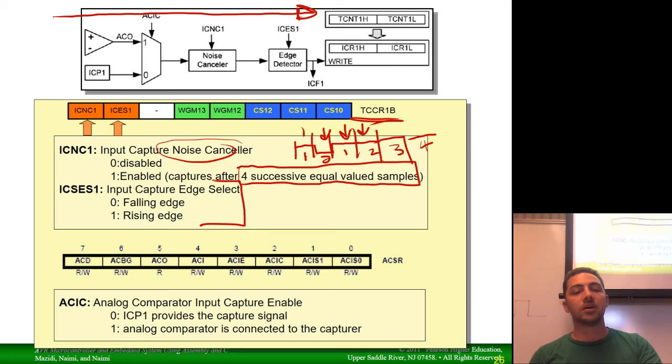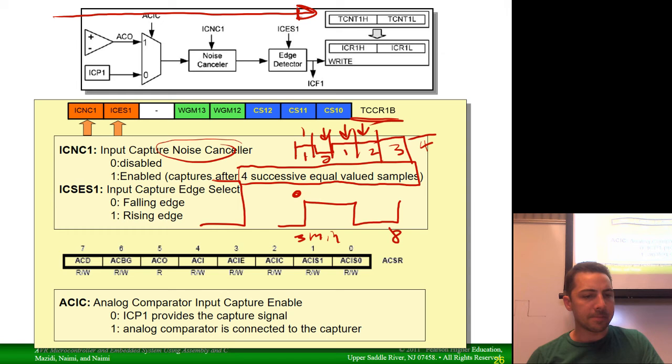line backwards. So if we only want to look at rising edges, then I would get 1 capture here, and it would tell me 3 minutes, and then another capture here, and that would tell me 8 minutes. Actually, to keep with the analogy, I should say that this was at time 0. This was time 3 minutes. That was time 8 minutes. Really, though, we're not talking about minutes. We're talking about cycles of our timer.